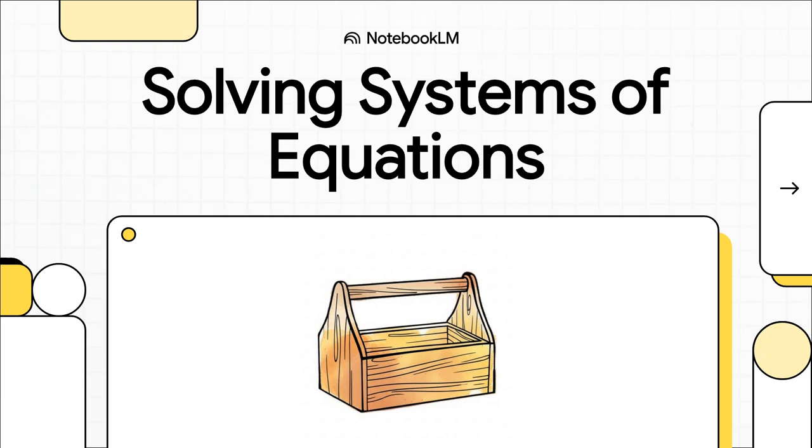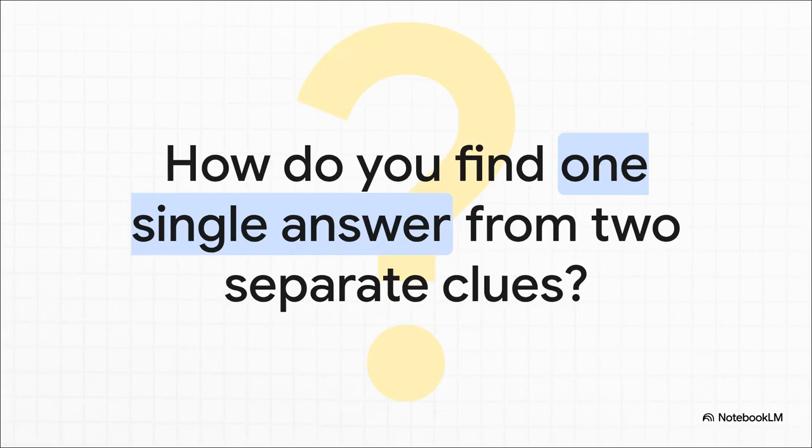All right, today we are not just doing math problems. We're basically becoming detectives. We're going to build a toolkit for cracking one of the most common puzzles you'll ever find in algebra. So think about it like this. What if you have two different pieces of information, right? Two totally separate clues, but you know they're connected. How do you find that one single truth that makes both of them work? Well, that's the big question we're tackling today.